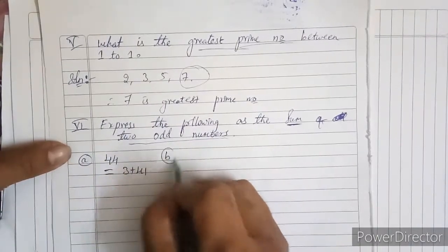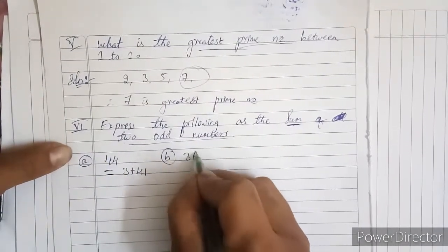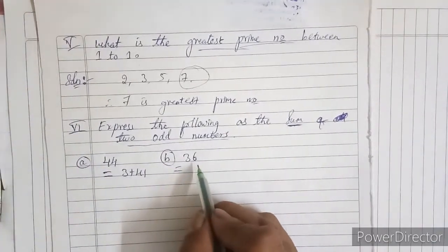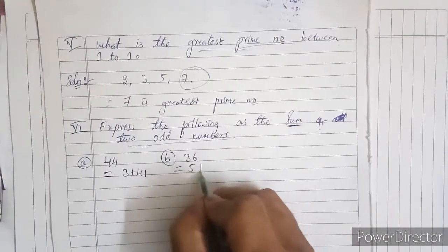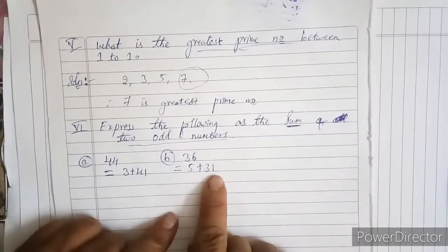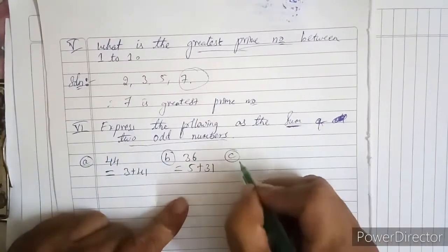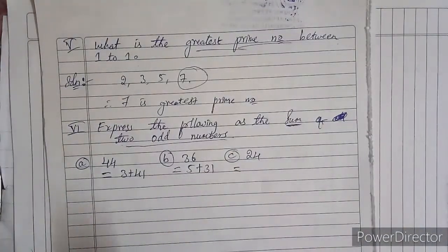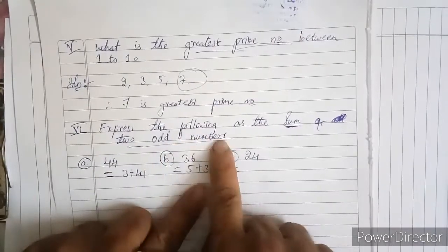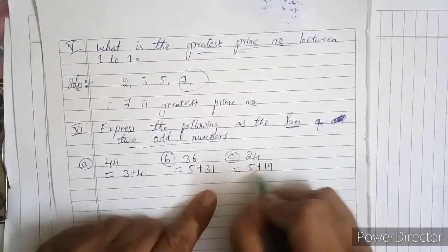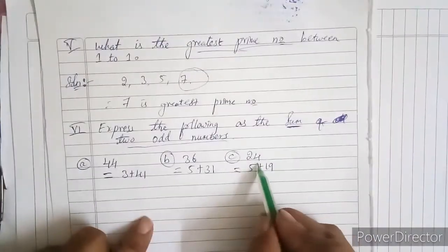Similarly, I am going to explain the second one, 36. Which two prime numbers do we have to take to split 36? That is 5 plus 31. 5 is a prime number and 31 is also a prime number. Similarly, the third one, C, 24. Which two prime numbers do we have to take? Any prime numbers, but we have to take only odd numbers. That is 5 plus 19. Both are odd numbers. 19 plus 5, we will get 24.